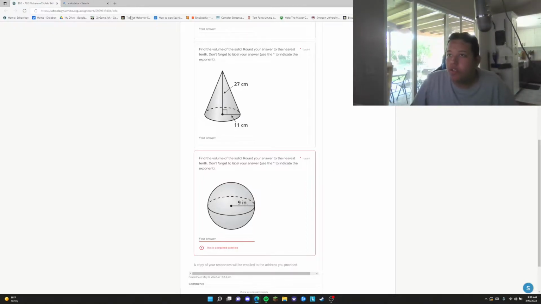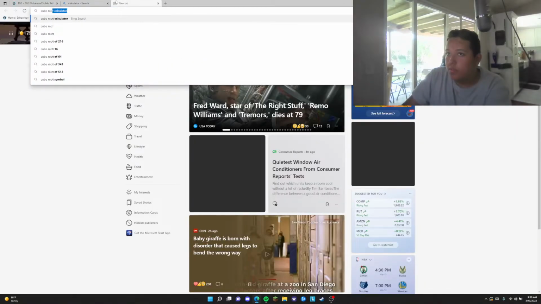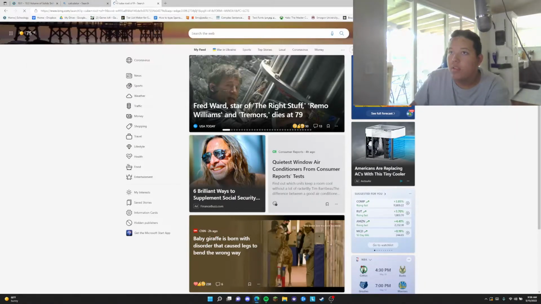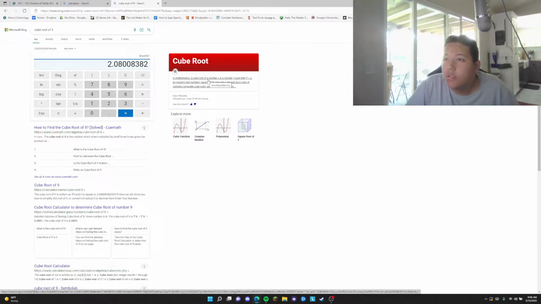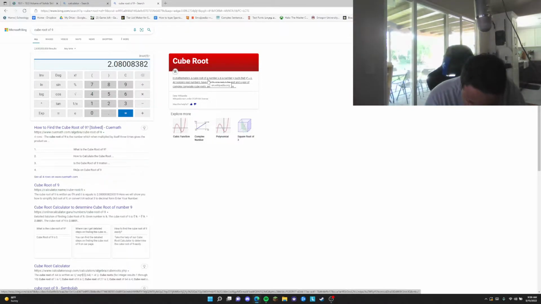I'm just gonna Google it because I don't know. Cube root of 9. 2. Oh boy. So I'm just gonna do 2.1 because it's rounded to the nearest tenth or whatever. I don't know. I'm gonna get this wrong, but I don't really care anymore. So 2.1, right? Times 2.1. Okay, so V equals 4/3 times 3.14 times 2.1.